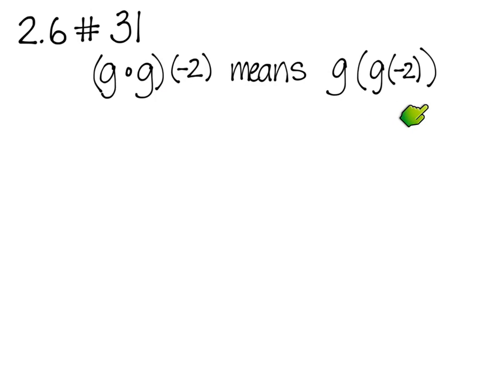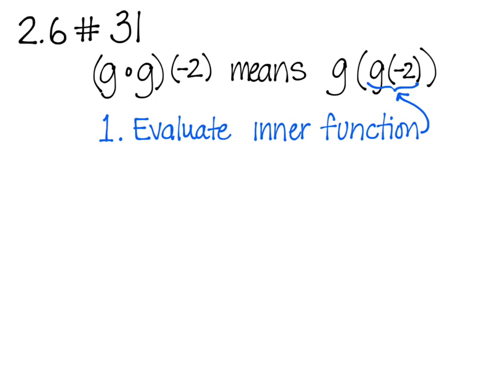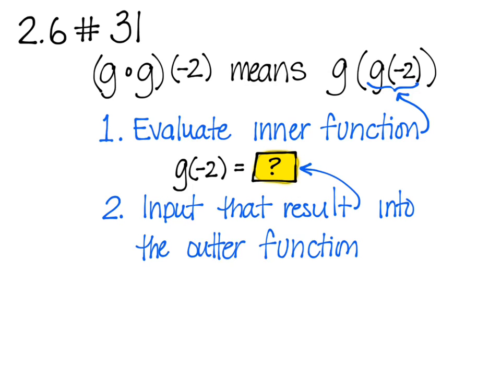We can rewrite it this way, which might be more helpful. The way we do this, the process is we evaluate the inner function, as we do in all compositions, meaning we find g of negative 2. We look at the graph to do that. We're going to get some result. And I'm just going to use yellow because you're going to have to figure that out yourself by looking at the graph in the problem.